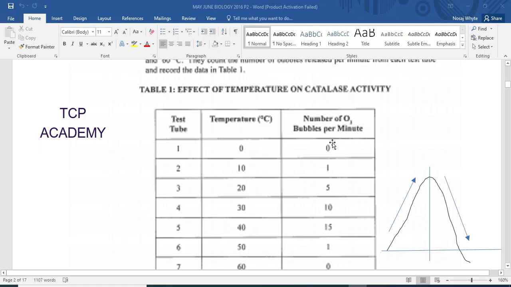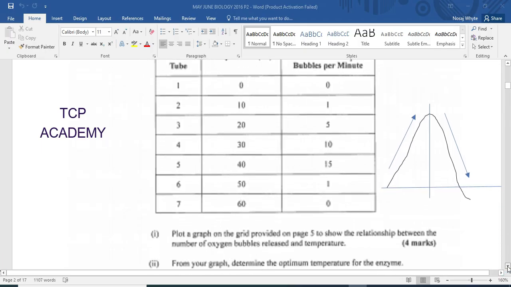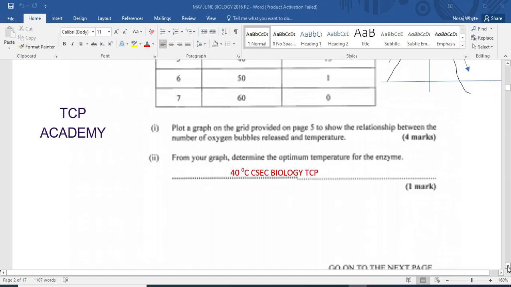On the y-axis, this is not up to the experimenter. This will change as a result of the experimenter changing what is on the x-axis. So the bubbles are going to be on your y-axis, and of course temperature on the x-axis. That's the first thing that we need to know, and for that, you would have gotten 4 marks.